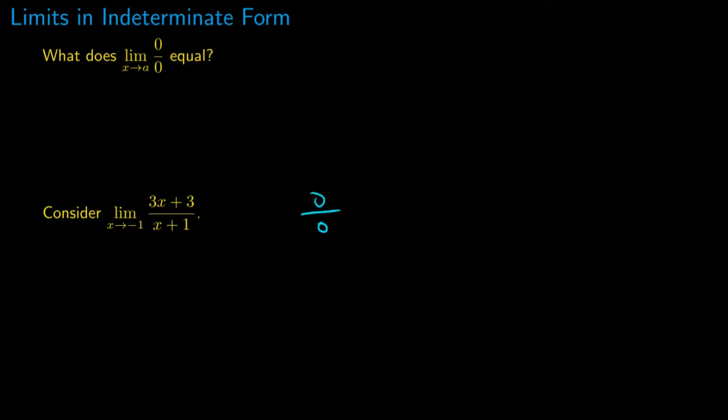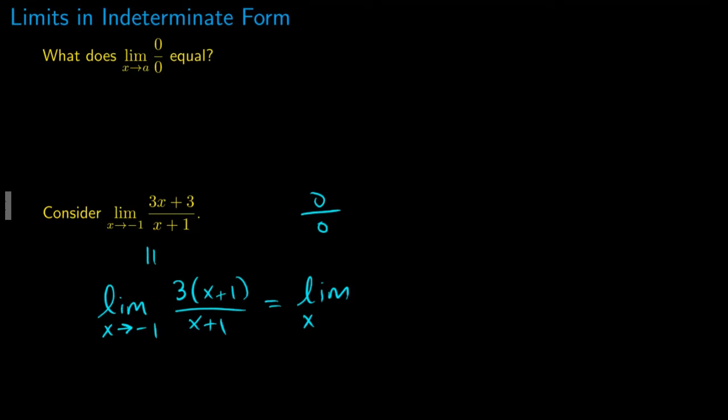because this limit actually does exist. You see, we can say this is equal to the limit as x approaches negative 1. If we factor out the 3 on the top, we have 3 times (x plus 1) over (x plus 1), equals the limit as x approaches negative 1. We just cancel these terms out of 3, which is just 3. So this limit is actually 3. So somehow this 0 over 0 didn't give us the information that the limit should actually be 3.